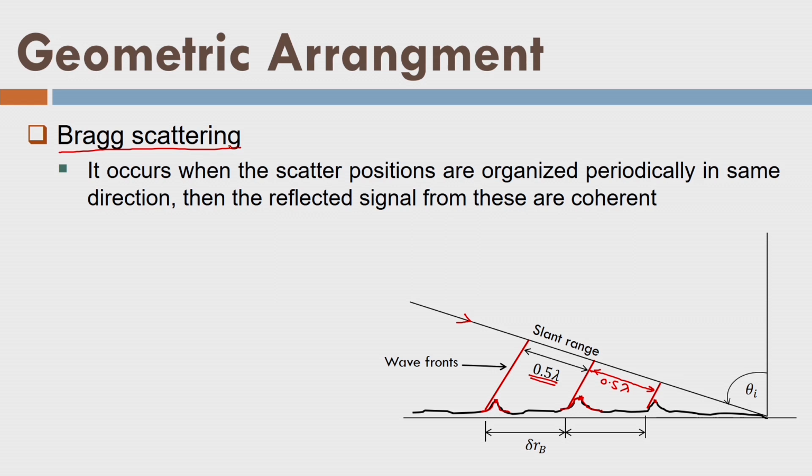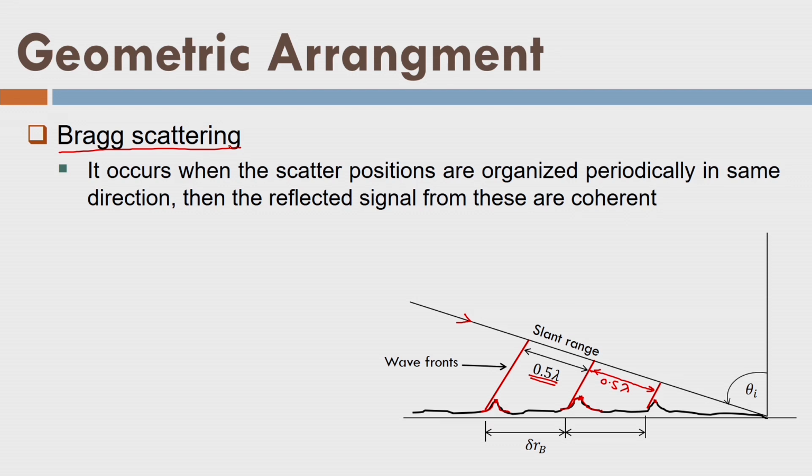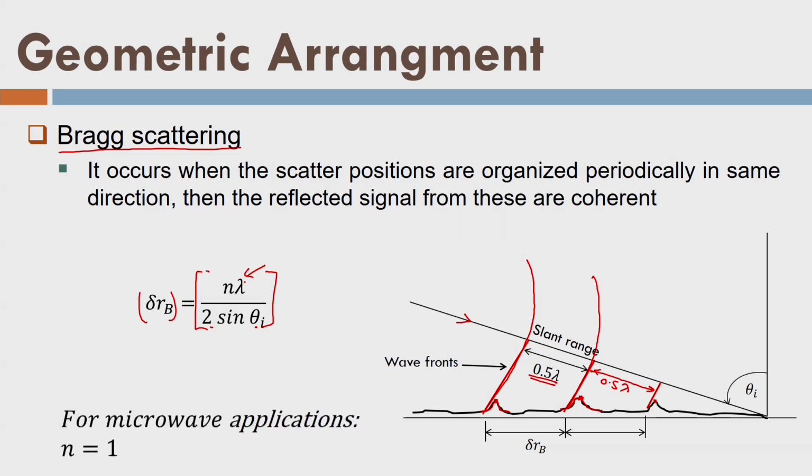This phenomenon is called the Bragg scattering. And notice that this arrangement is again by chance. It is a geometric arrangement that occurs because the line of sight by chance is falling in such a direction that wavefronts are interacting with the terrain surface at 0.5 lambda. So, in this case delta r_B is given by n lambda by 2 times the sine of the incidence angle. If we select lambda accordingly, I can expect the Bragg scattering provided the line of sight is in favor. For microwave applications we generally take n equal to 1.